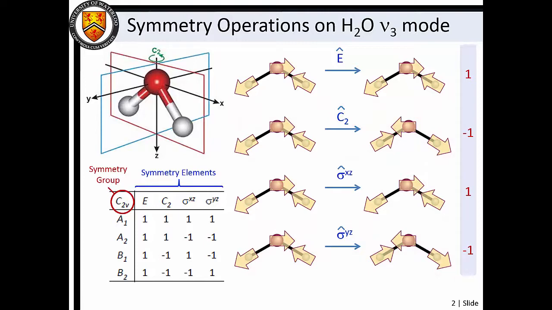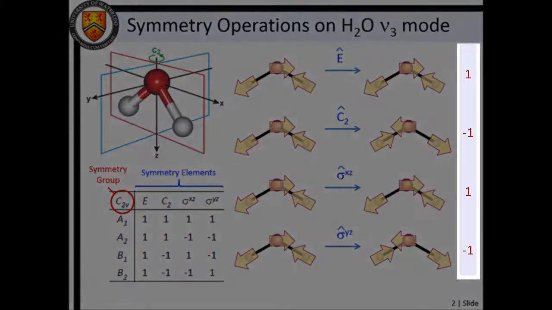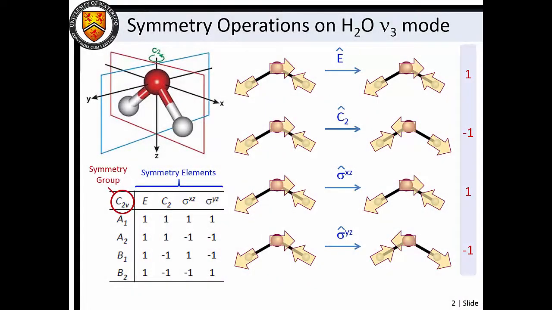We can think about this as if the E and σxz operations effectively multiplied our displacement vectors by 1, while the C2 and σyz operations resulted in a multiplication of -1. Thus we see that the ν3 mode of water is characterized by the B1 irreducible representation.